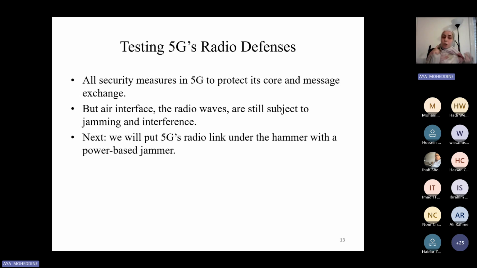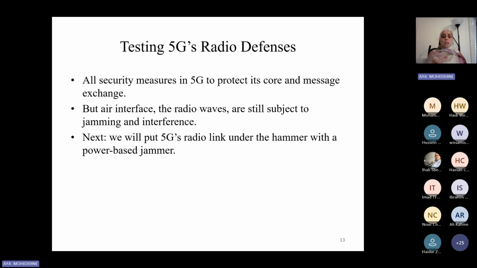Okay. So we have introduced the 5G network: what the 5G technology is, its components, and the security which makes it more secure compared to the previous traditional generations. But these measures don't stop someone from emitting or blasting the radio frequencies with noise, because 5G is a wireless communication, so it relies on radio waves, and radio waves are, for the moment, still vulnerable to jamming attacks.